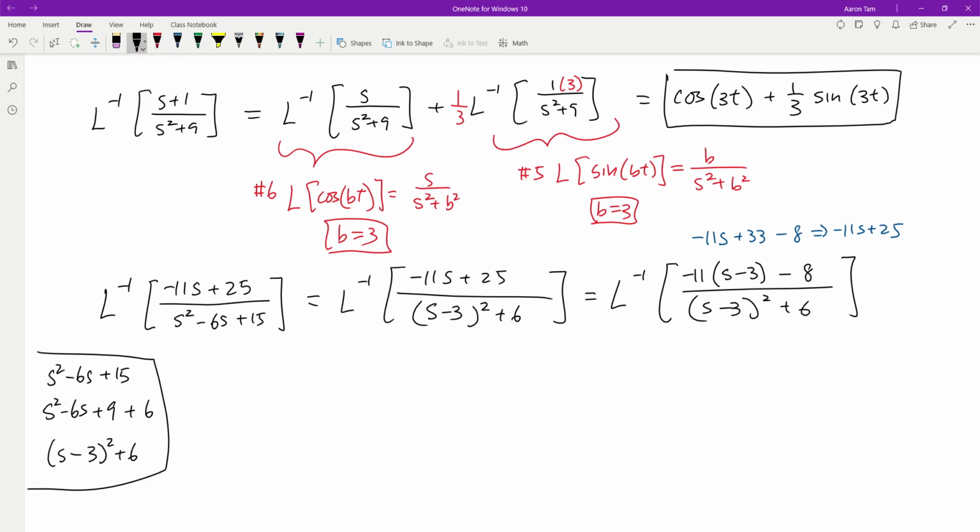And so now with that being done, I can separate and pull out the constant, of course.